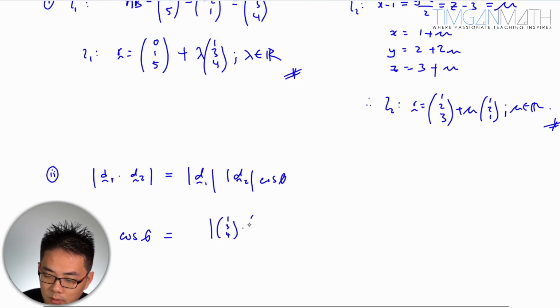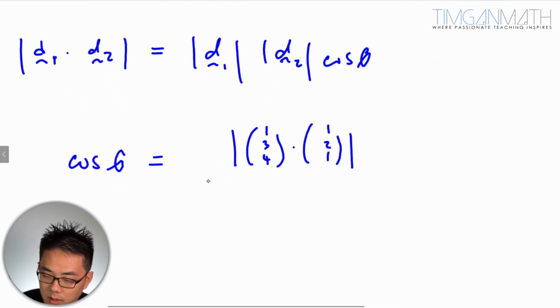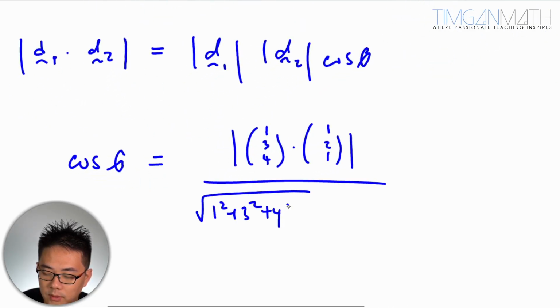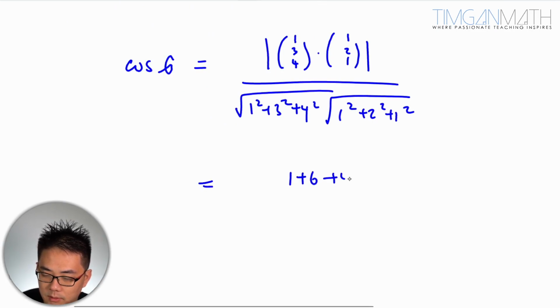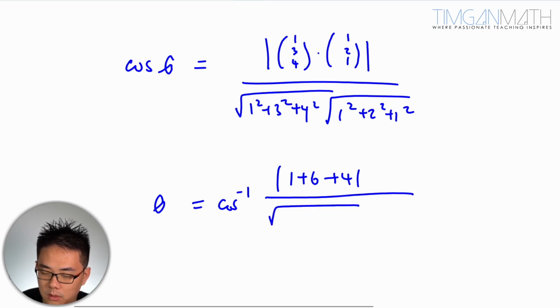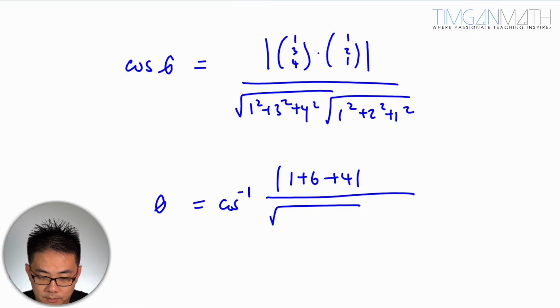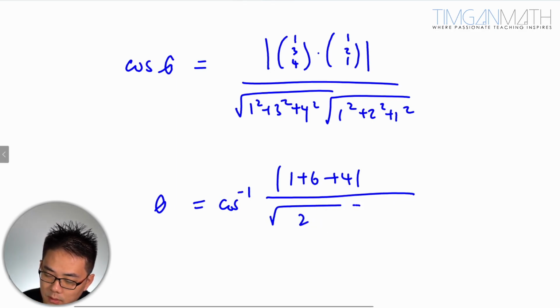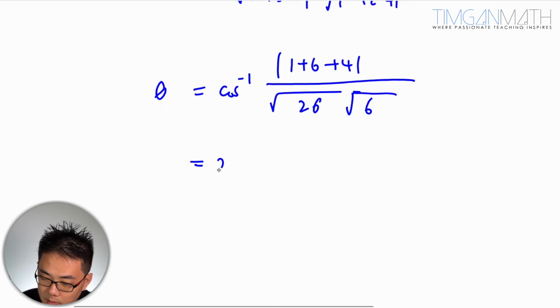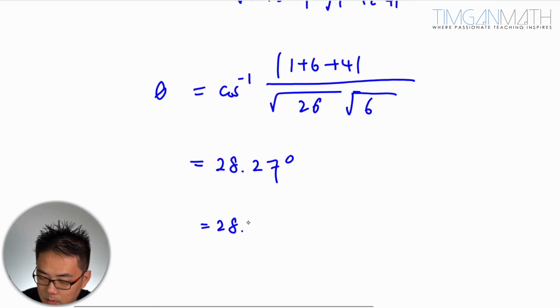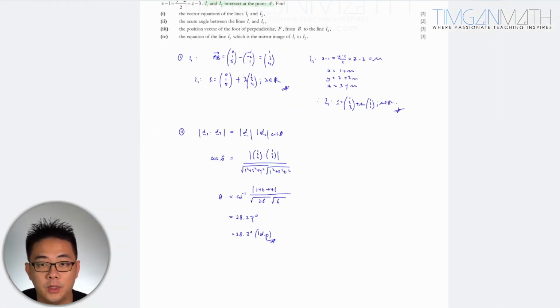(1, 3, 4) dot with (1, 2, 1), over the square root of 1 squared plus 3 squared plus 4 squared, times the square root of 1 squared plus 2 squared plus 1 squared. Plus 6 plus 4. Calculator. 26. Six. 28. Yeah, pretty okay, I think. Pretty standard.